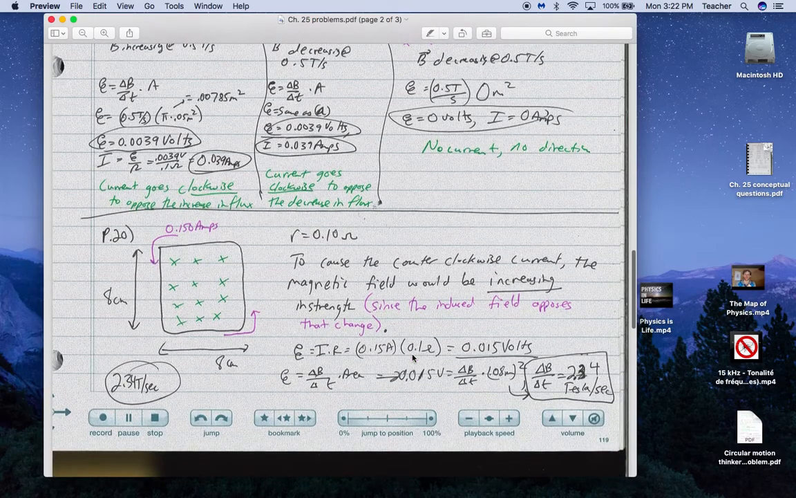For number 20, we ended up having a resistance of 0.1 ohms. It told us that it was a 0.15 amp counterclockwise current. So that meant that we would end up needing 0.015 volts. Well, that's going to equal the change in flux with respect to time. We know the area, so change in flux with respect to time times area would equal that voltage. And that gives us, I believe, 2.34 Tesla per second. Sorry, kind of screwed up how it looked over there.